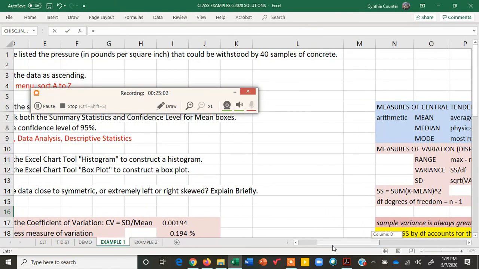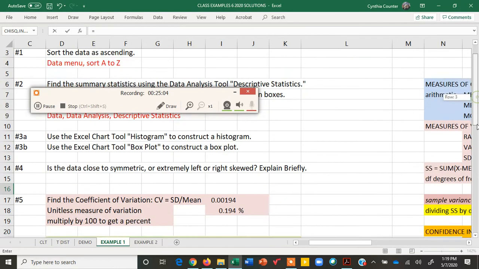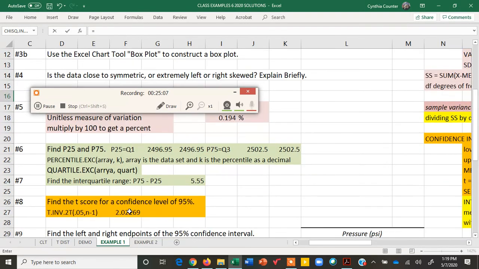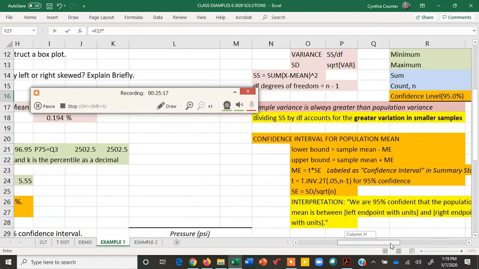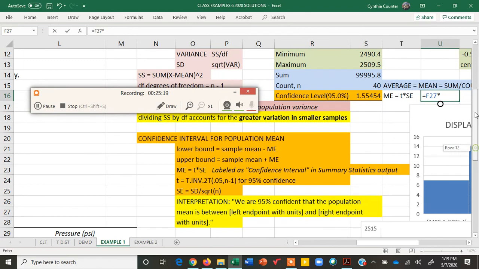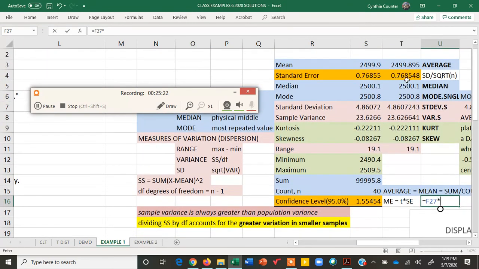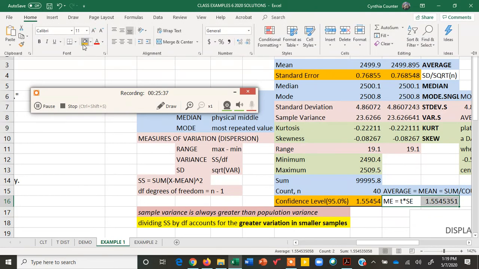2.022. So let's go grab that from over here. So there's our 2.02269, which is in cell F27. And then we multiply that by the standard error, which we can use over here, right? Here's the one we actually computed. And then there's that margin of error of the 1.5545, right? So there it is. And then you would add and subtract that to the sample mean.